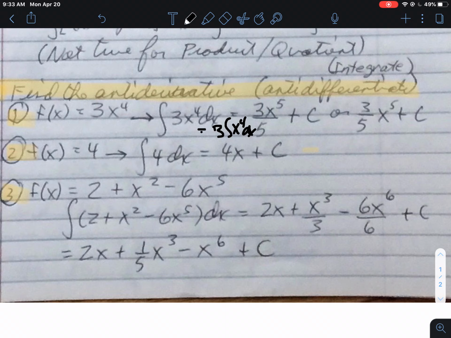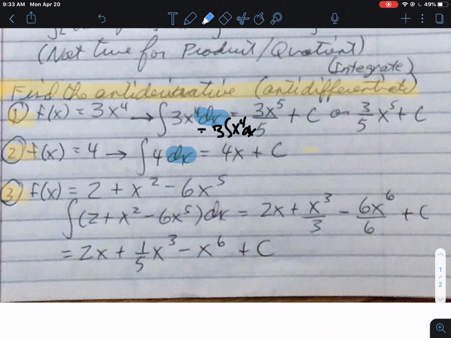So either way, you get 3x to the fifth over 5 plus c, or you could write that as 3/5 x to the fifth plus c. And again, that's just personal preference. Whichever way you care to write that, that's your choice. Either way is fine. Number two, f of x is the constant 4, right? That was our constant rule. We said the integral of a constant is the constant times x. So the integral of 4 dx is 4x plus c. Always a plus c. And while I keep emphasizing the plus c, let me also emphasize this dx.